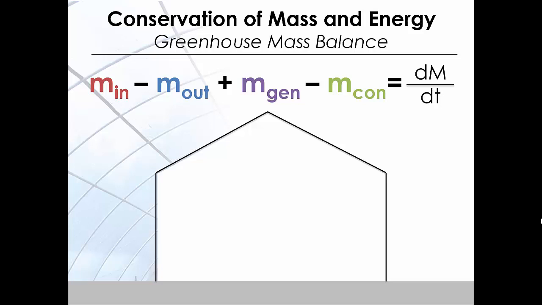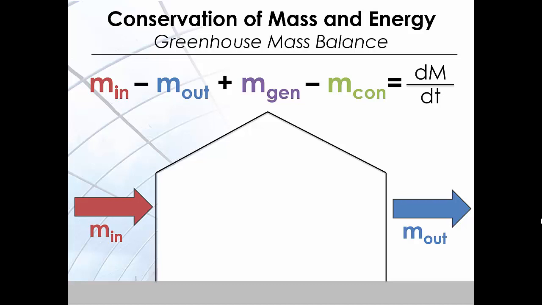In the case of greenhouses, the mass balance of interest is the water vapor balance. Similar to heat, water vapor enters and exits the greenhouse with the entering and exiting air. Water vapor can be generated through evapotranspiration, for instance from a crop canopy, or it can be consumed through condensation.